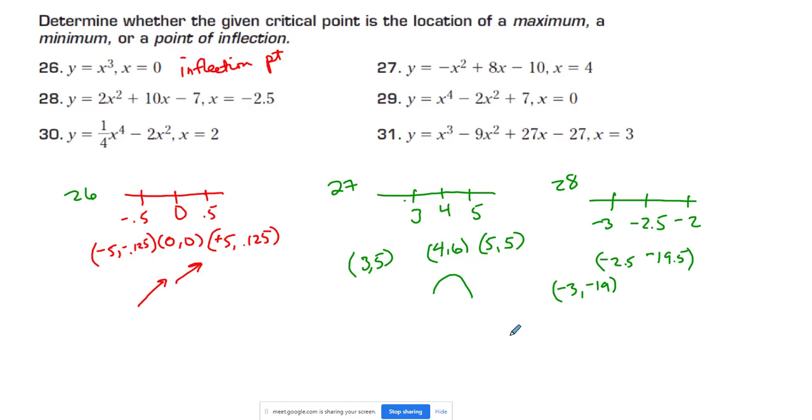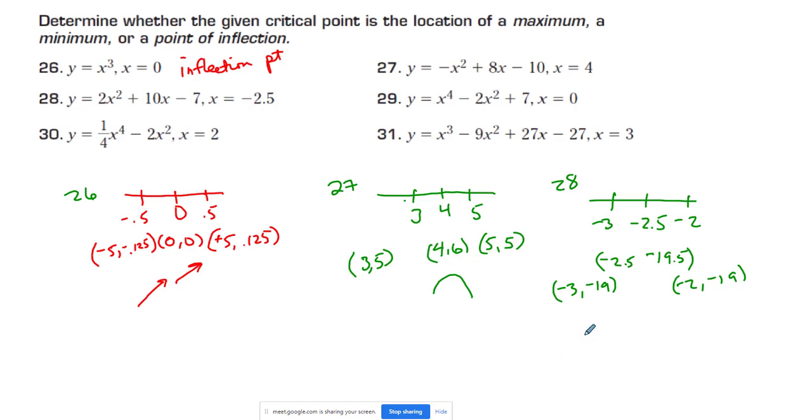So at negative 3, we have a negative 19. And then let's see what's going on at negative 2. A negative 2 times a negative 2 is a positive 4. 2 times 4 is 8. 8 take away 20 is going to be negative 12, and then we're taking away 7 again. We're going to have a negative 19. So at negative 2, we get a negative 19 for y.